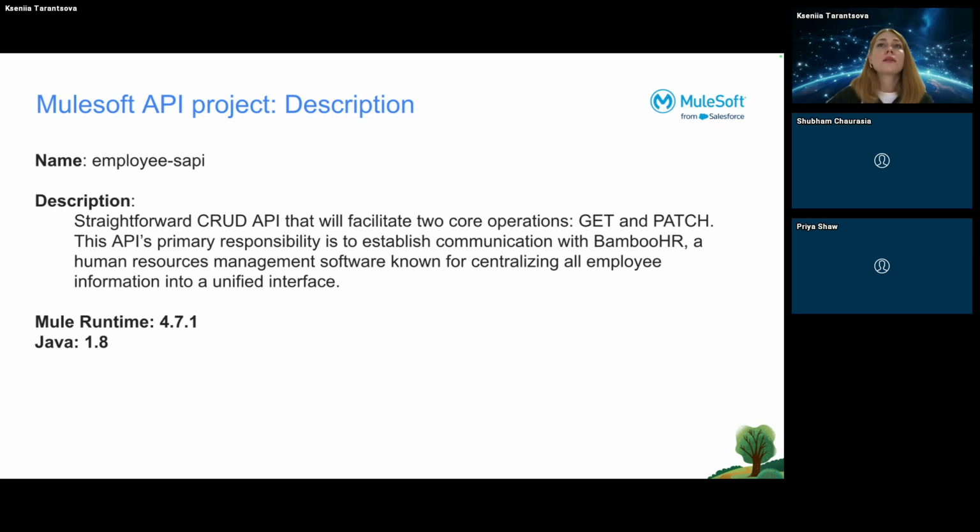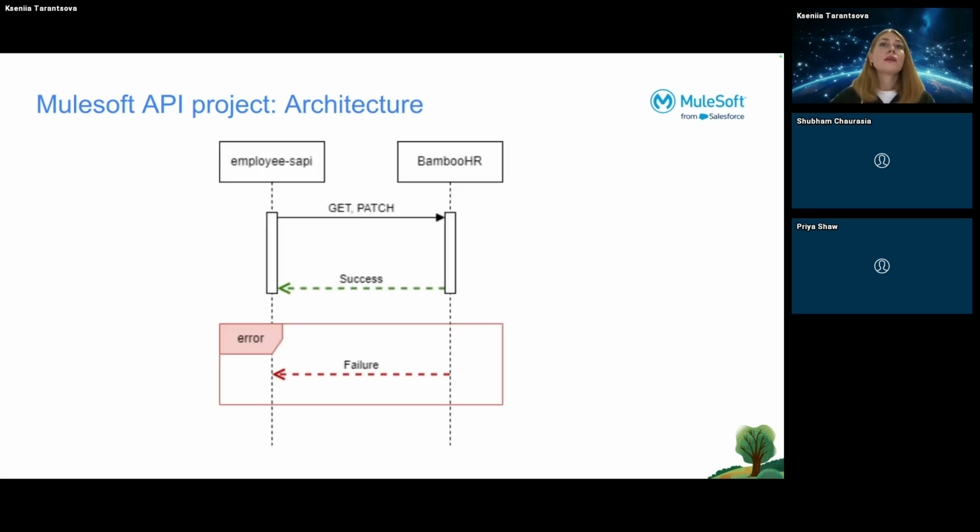So at the end, we will be checking if it was successfully deployed to CloudHub and that it works. We will be sending a request to that API. If you see a response having the fields about an employee, you will know it works. The API is on the latest runtime 4.7.1 and uses Java 8. This is just an overview of the architecture: very straightforward, send a request and receive a response.